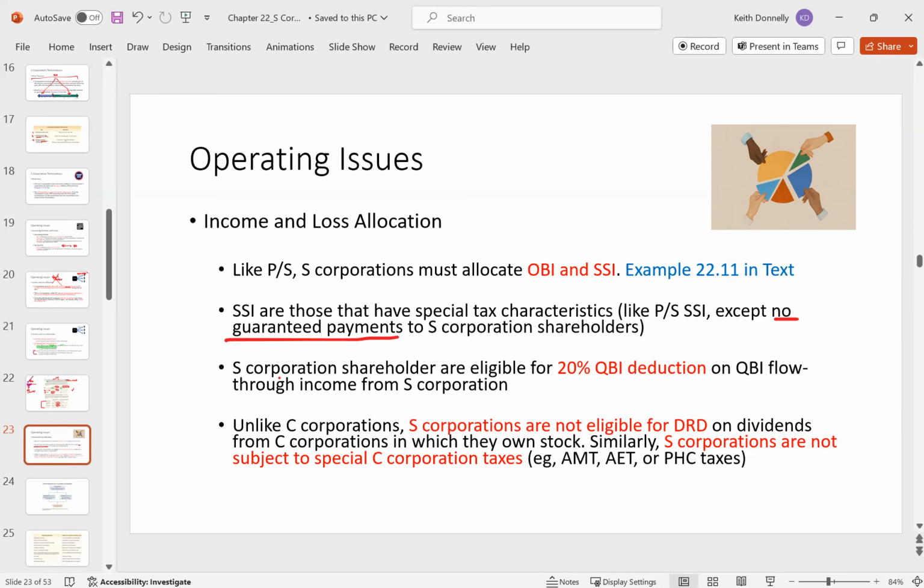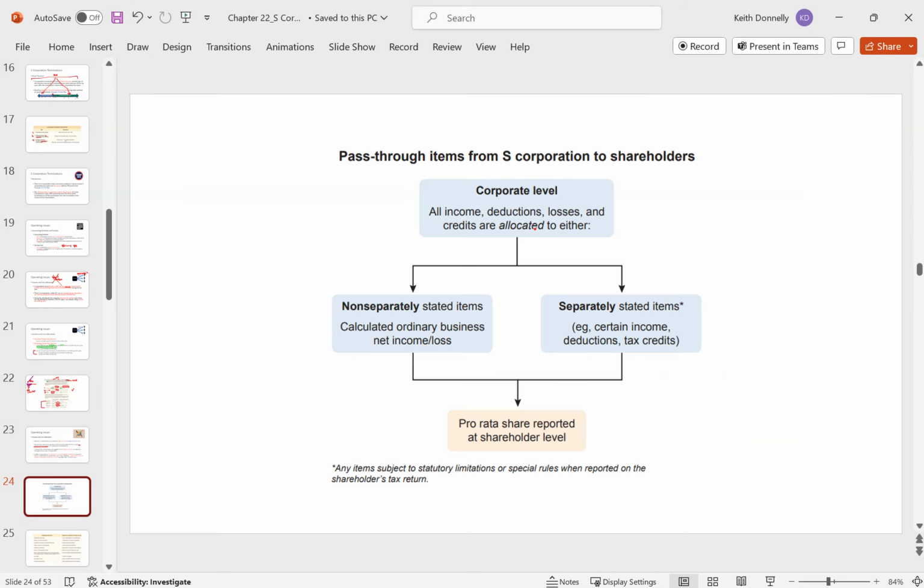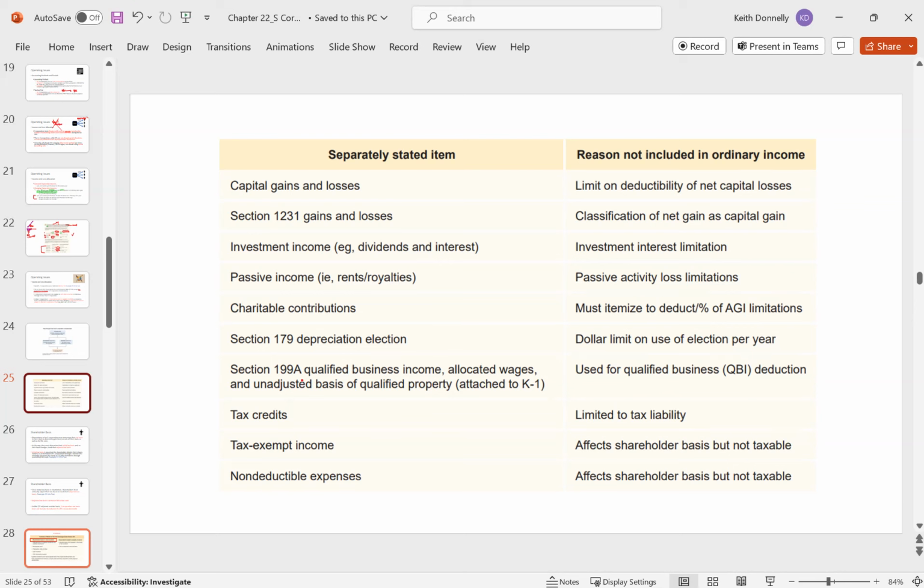Again, here's the breakout between non-separately stated items, like ordinary business income, versus separately stated items. Here are some separately stated items. Why do we care about them? Well, they're going to have special tax characteristics at the owner level. But with that, it looks like we're about halfway through this deck. So let's pause here. We'll end lecture 1 at this note.